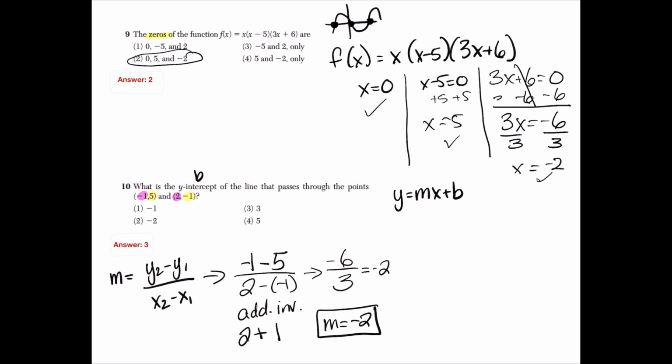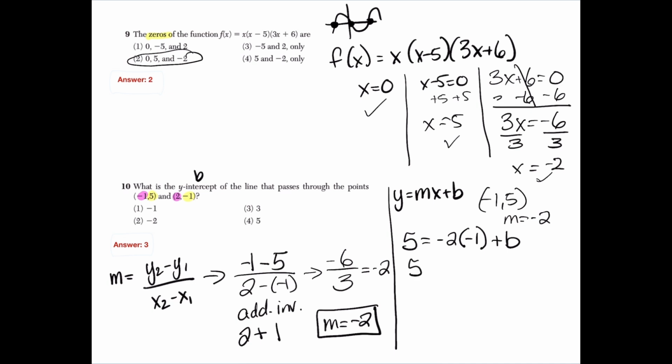All right? Now that we have that, we're going to go to our other formula. So this was part 1. And now let's use the point negative 1, 5. Okay? And we know that m is equal to negative 2. So y is 5. So 5 is equal to negative 2 times negative 1 plus b. So 5 is equal to negative 2 times negative 1 is positive 2, so 2 plus b. We're going to solve for b. This is a 0 pair. So 3 is equal to b.